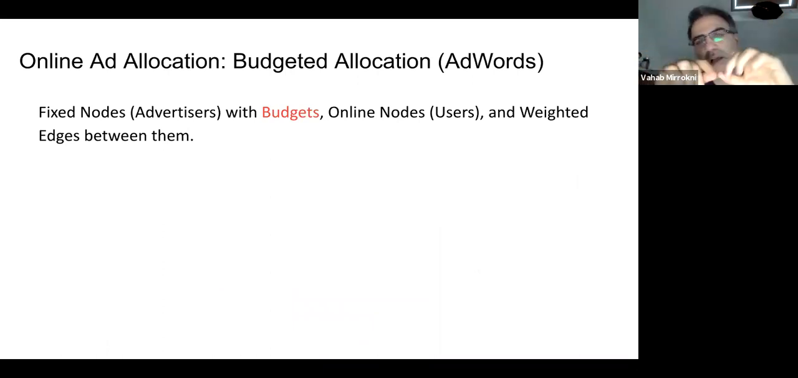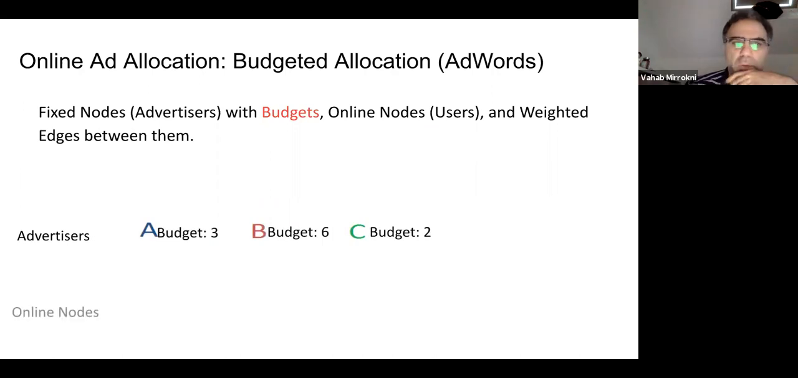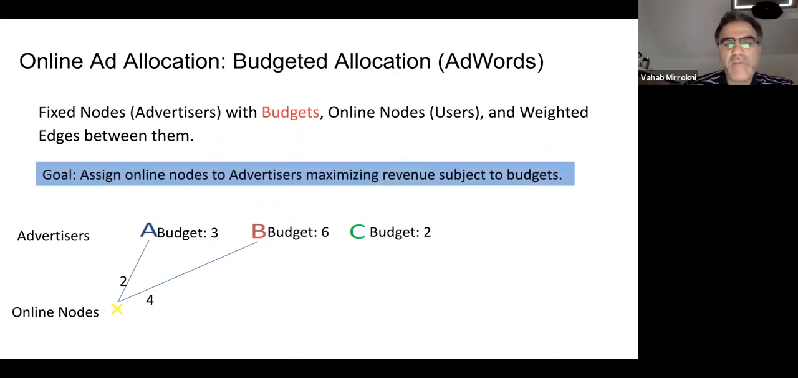I mentioned that advertisers have budgets, and in the budgeted allocation, or what people used to call the AdWords problem, you have advertisers with some budgets, and there are online nodes. These are users, or basically impressions or page views. When a page view arrives, we have to decide which ad we show, and we assign these online nodes to the advertisers on the other side. So we face an online bipartite assignment, or bipartite matching, problem.